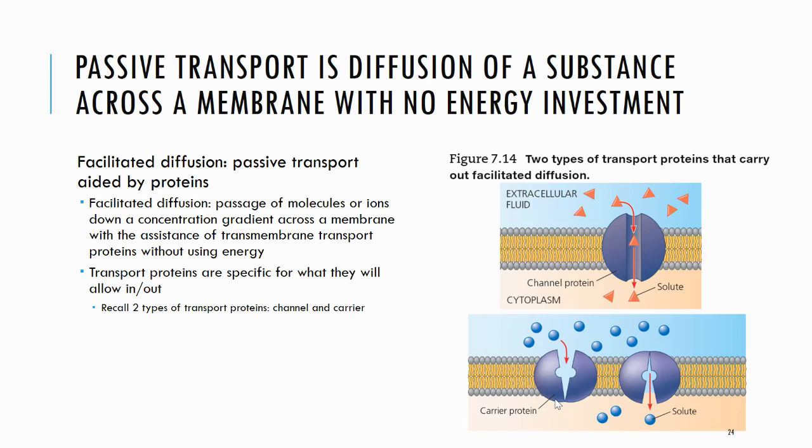In facilitated diffusion, which is a type of passive transport, proteins are there to help that molecule move in or out. But there is no energy. The transport proteins will be specific for what they allow in and out. And again, there are two types of transport proteins, channel and carrier. So our channel protein is literally just an opening for whatever that thing is to move in and out. And then carrier proteins kind of open and close as needed to move things in and out of the cell.